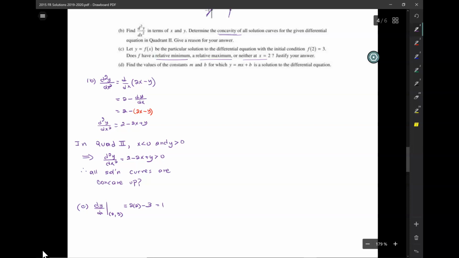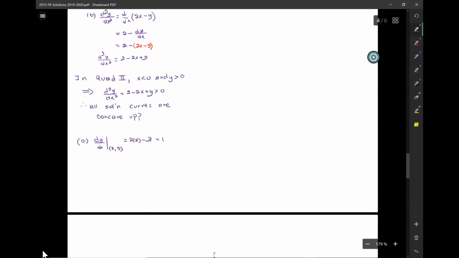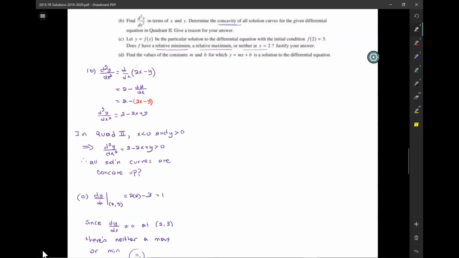So dy dx is 1. Slope is 1. So we say since dy dx is not equal to 0 at 2 comma 3, there is neither a max or a min. Okay? I like that. They like seeing little notes.